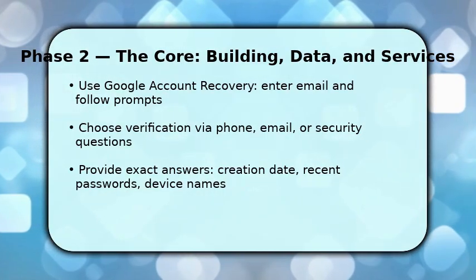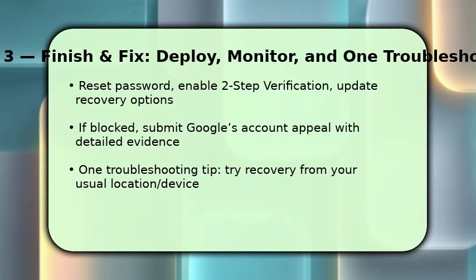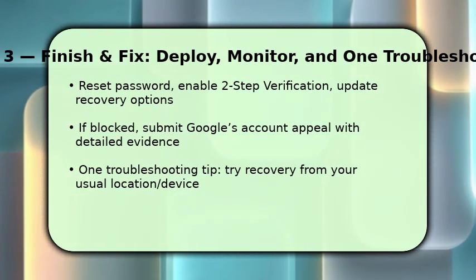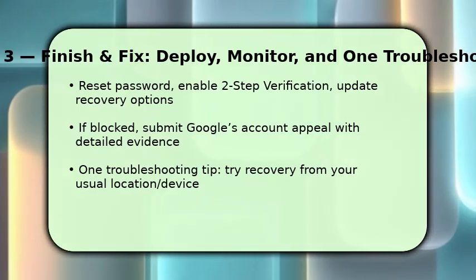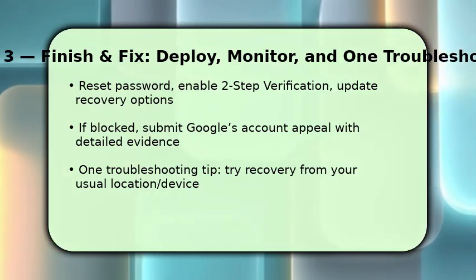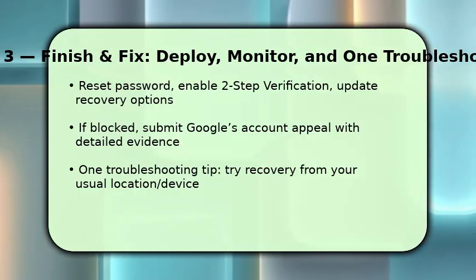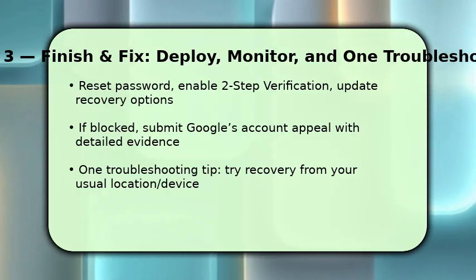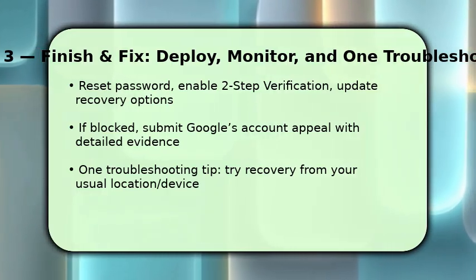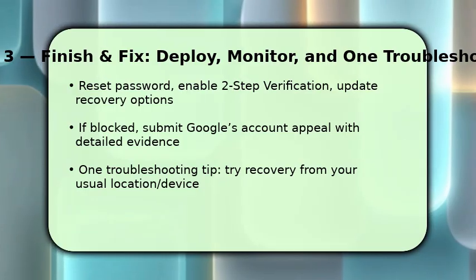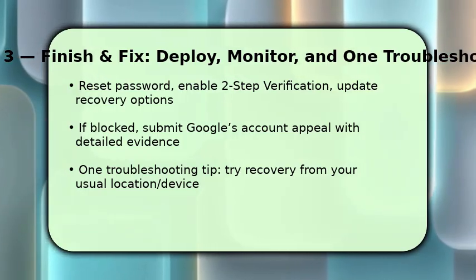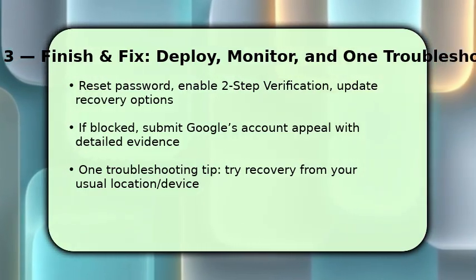Once verified, reset your password to a strong, unique passphrase and enable two-step verification to prevent future lockouts. Update recovery email and phone right away so you can regain access faster if needed. If you cannot pass automated checks, prepare an account appeal, include creation date, payment receipts, channel ID, and device history. These facts help human reviewers.